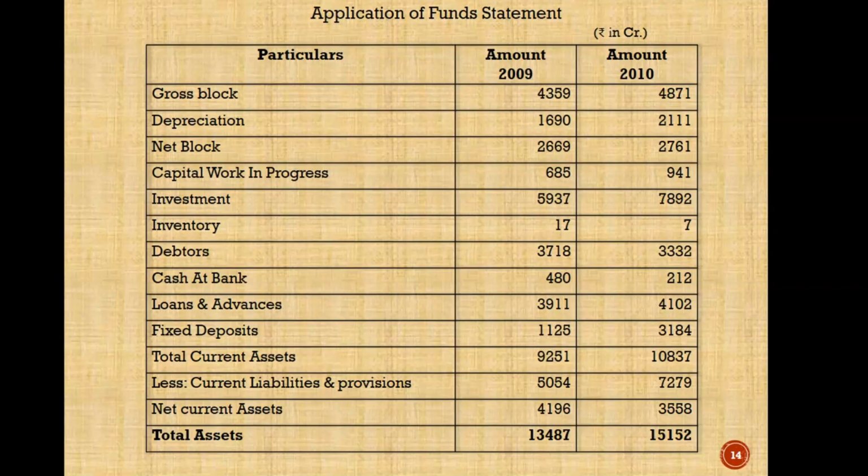Now, how we calculated this total asset figure? See, we have added net block, then capital work in progress, then investment into net current assets. So addition of net block of fixed assets, capital work in progress, investment and net current asset gives you the total asset figure.